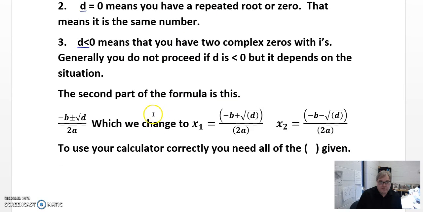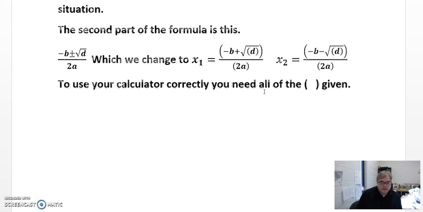I don't like doing it that way. I want you to find d first, and then we're going to substitute the d into the formula. And you'll have the case where it's plus and the case where you have the subtract. Again, we're going to do most of these using a calculator to get approximations, and I want you to use parentheses in the proper location.